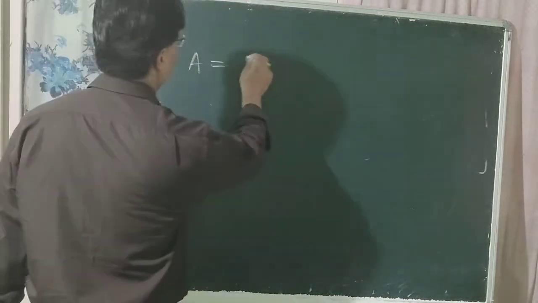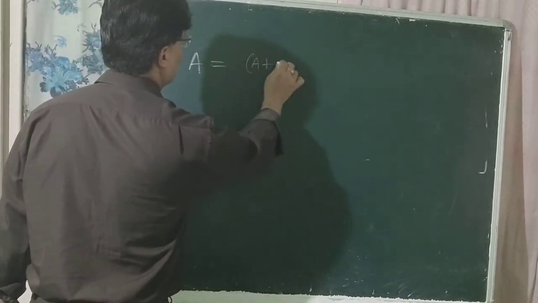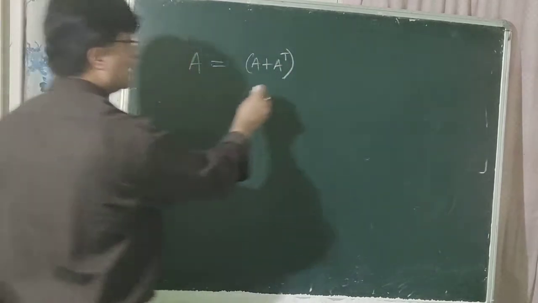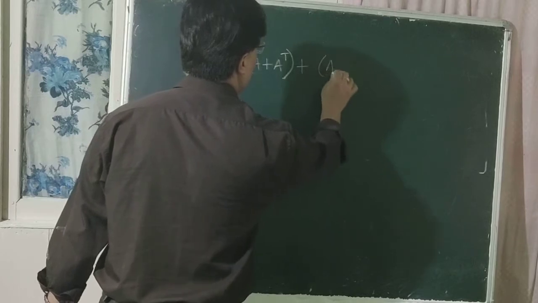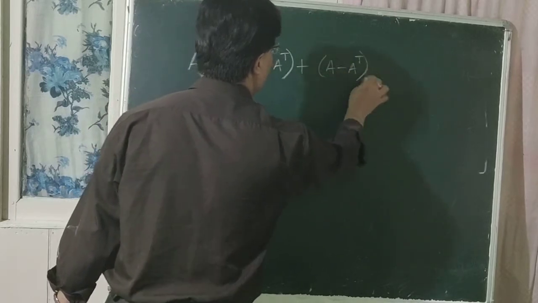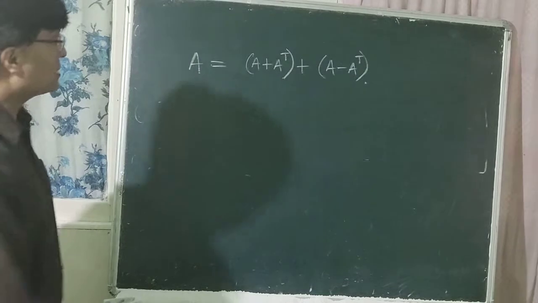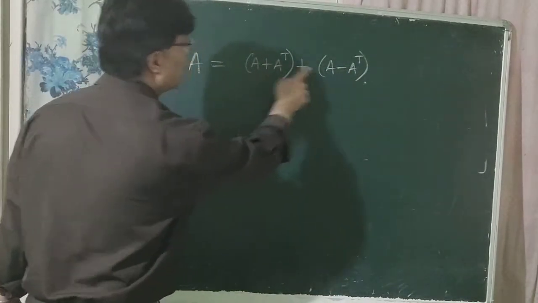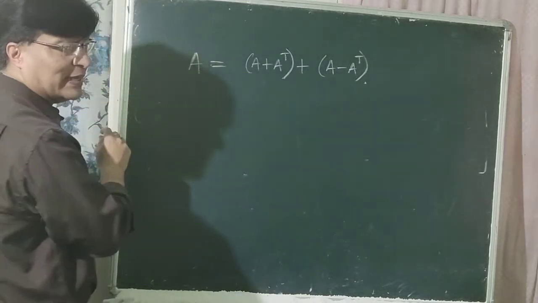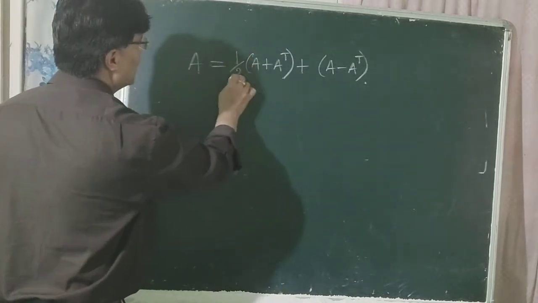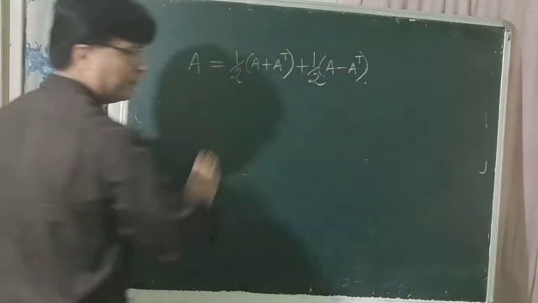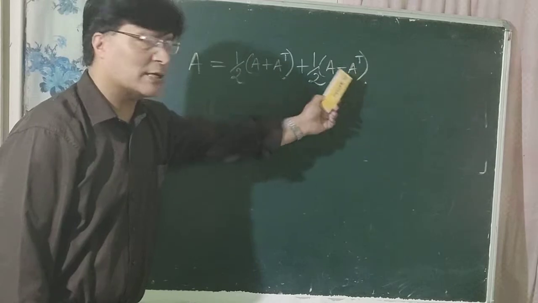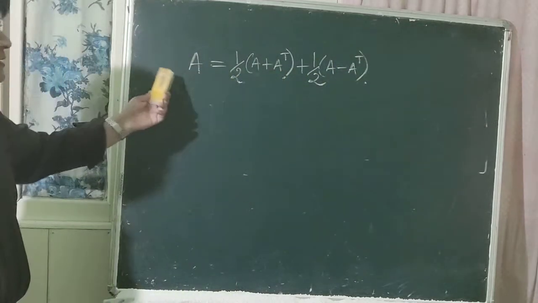So you write here first A plus A transpose, but this is only A here, right? Plus A minus A transpose, right? But A transpose gets cancelled. You are getting A plus A as 2A, but there is only one A here. So what will you write here? This is half and this is half. So if you multiply this A plus A transpose by half and A minus A transpose by half, and if you simplify it, you will get A only.